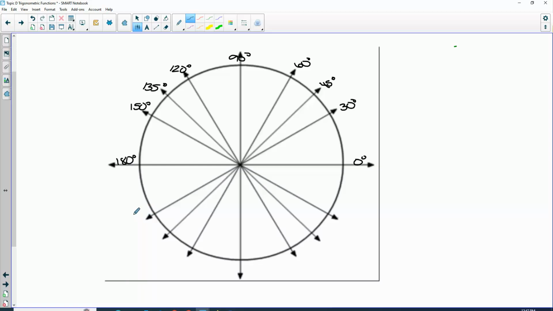Third quadrant, add your reference angle. So 180 plus 30. 180 plus 45. 180 plus 60. 180 plus 90. And then how do we get them in the last? Subtract 360 minus. So 360 minus 30. 360 minus 45. 360 minus 60.